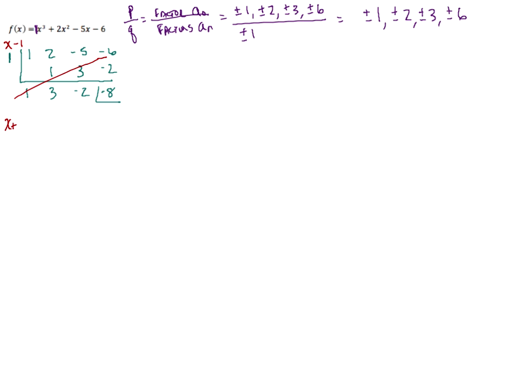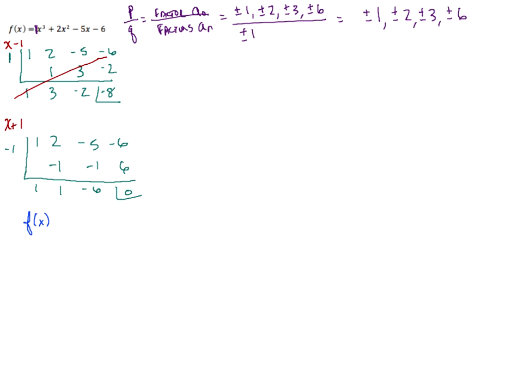All right, let's check for x plus 1, which means we will have a c of negative 1. 1, 2, negative 5, negative 6. Combine down, multiply, combine down, multiply, combine down, multiply. Hey, we have a winner. So, first thing I'm going to do before I move forward is interpret my results.